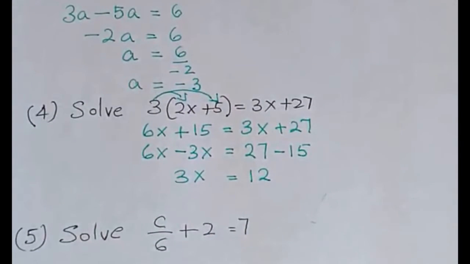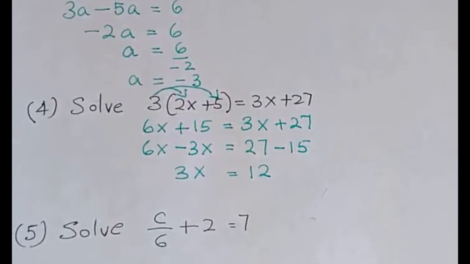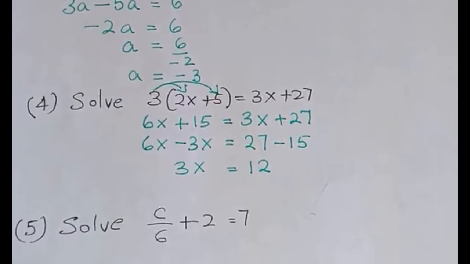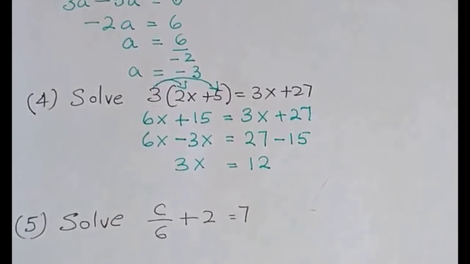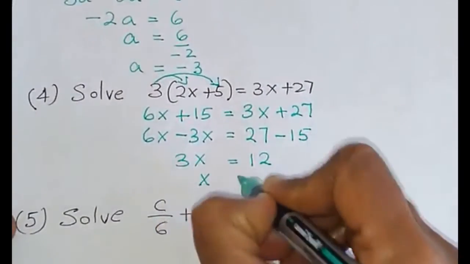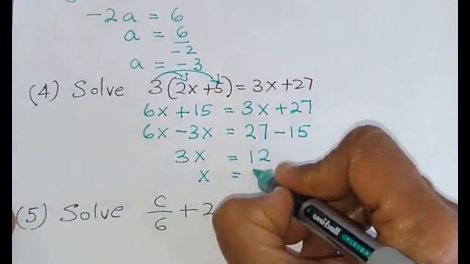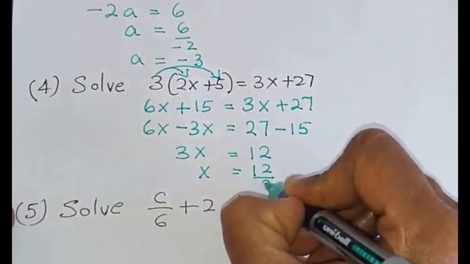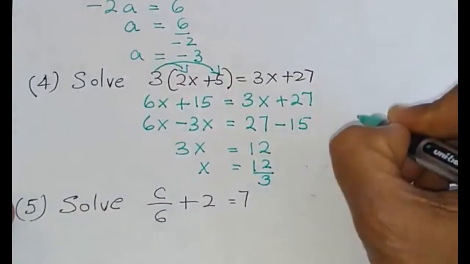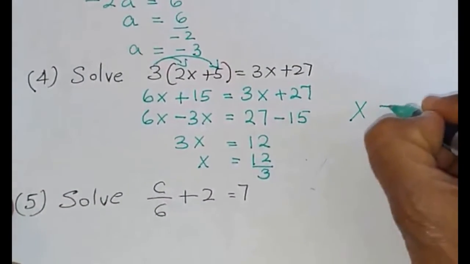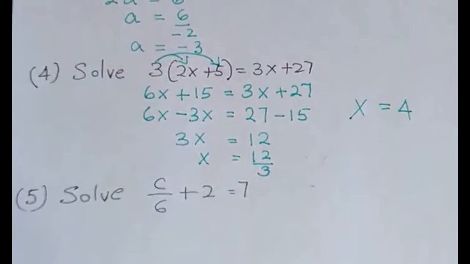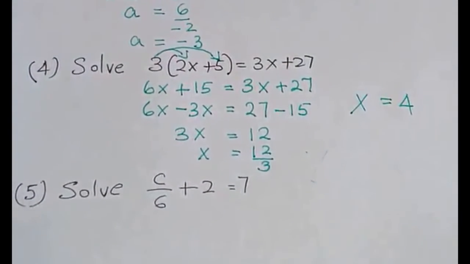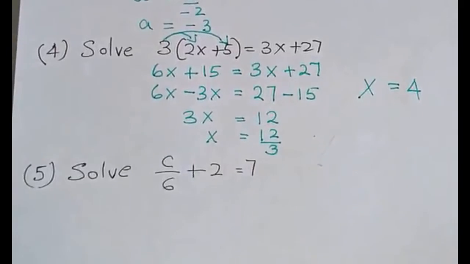Now 3x is equal to 12, so I'm going to have to move the 3 over to the other side. 3 is getting multiplied. The opposite of multiplication would be division. So if I have to isolate x and move the 3 over to the other side, it has to be division. So that's going to be 12 divided by 3. So that would give me x equals 4. So that would be the answer to the fourth solving question. Let's look at the last one.